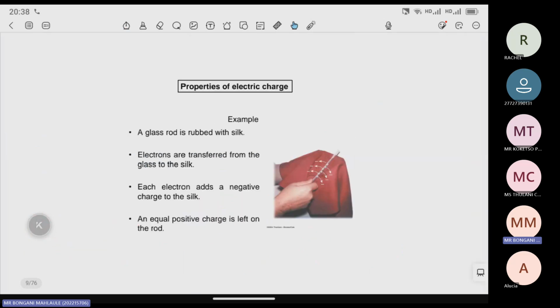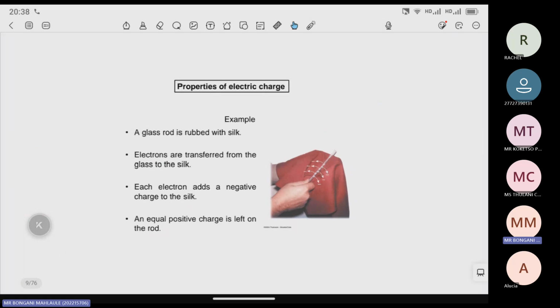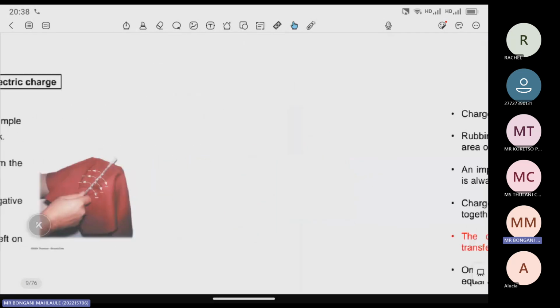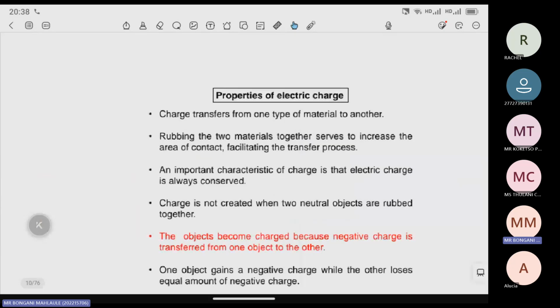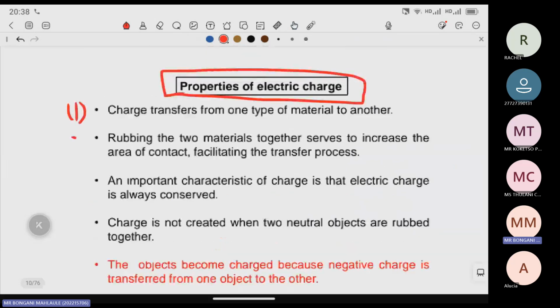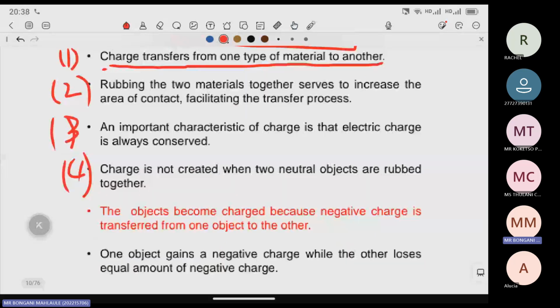So we've got properties of electric charges. Okay, this one you'll check, it's not much important. Okay, these ones are important. You must know what the properties of an electric charge are. There are 1, 2, 3, 4. The first one they're saying is that charge is transferred from one type of material to another. I think this you already know.